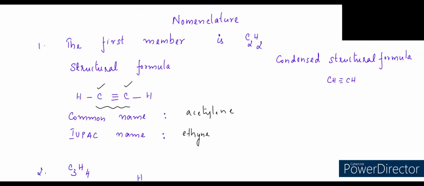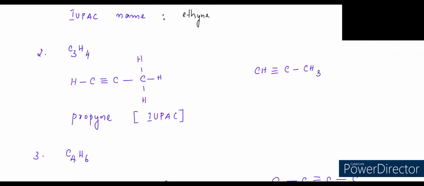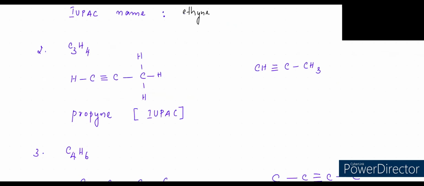Moving on to the second example, C3H4. CnH2n minus 2, n is equal to 3. So this is C3H, 2 into 3, that is 6, 6 minus 2, which is nothing but C3H4. Structural formula. Again, I'm repeating, whenever you are writing the structural formula, every bond present in the compound has to be shown.